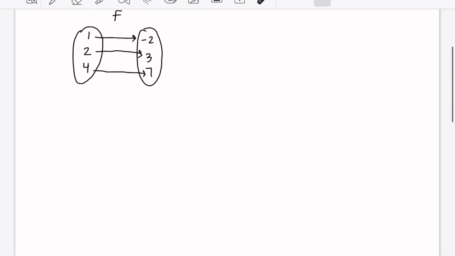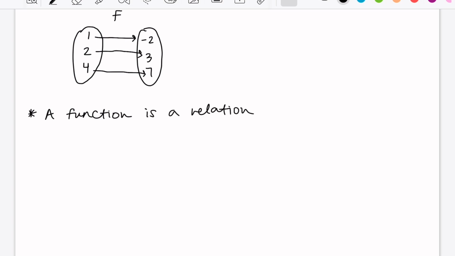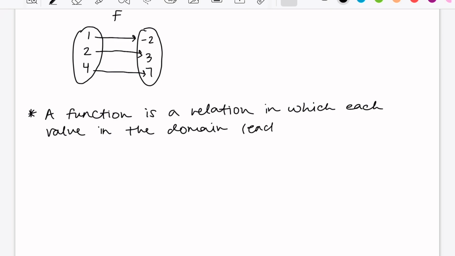All right, so a function is a relation where each value in the domain, so all of our x values, so each x value appears only once.